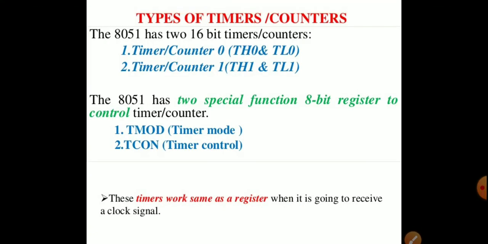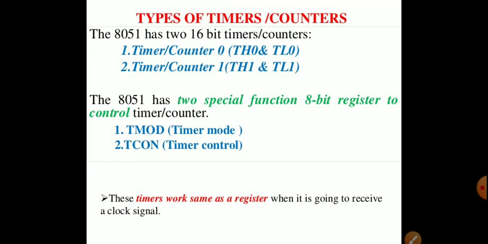Types of timer and counter. The 8051 has two 16-bit timers and counters. Timer and counter 0: TH0 and TL0. Timer and counter 1: TH1 and TL1. The 8051 has two special function 8-bit registers to control the timer and counter: TMOD, the timer mode register, and TCON, the timer control register.